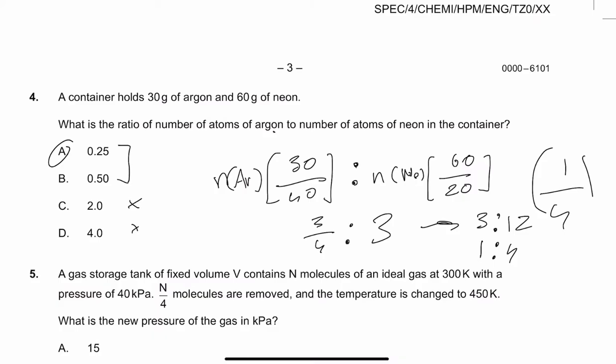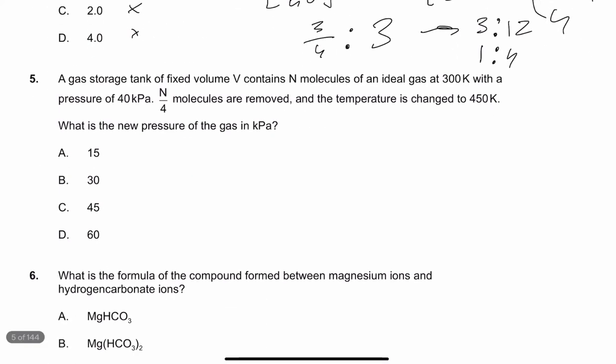Very easily done. Now question number 5. This looks like it might be a bit more challenging. A gas storage tank of fixed volume V contains N molecules of an ideal gas at 300 Kelvin with a pressure of 40 kilopascals. Now N over 4 molecules are removed, okay, and the temperature is changed to 450 Kelvin. What is the new pressure of the gas in kPa?